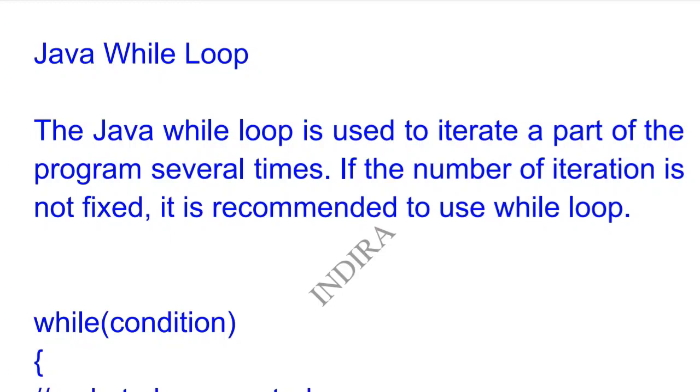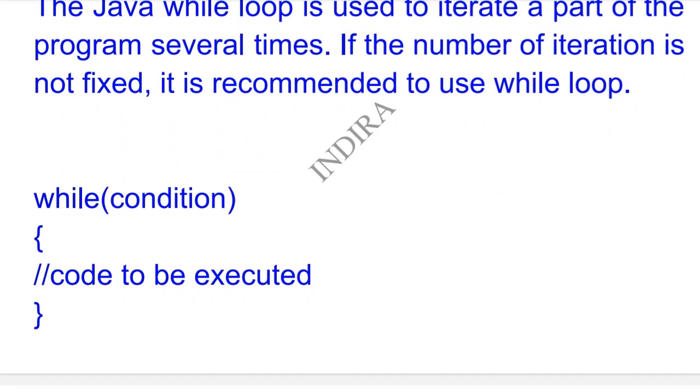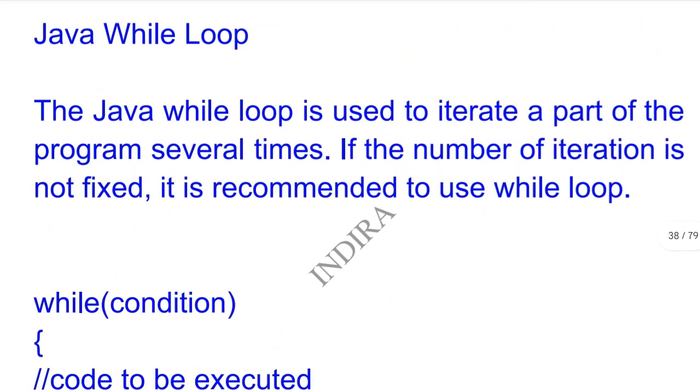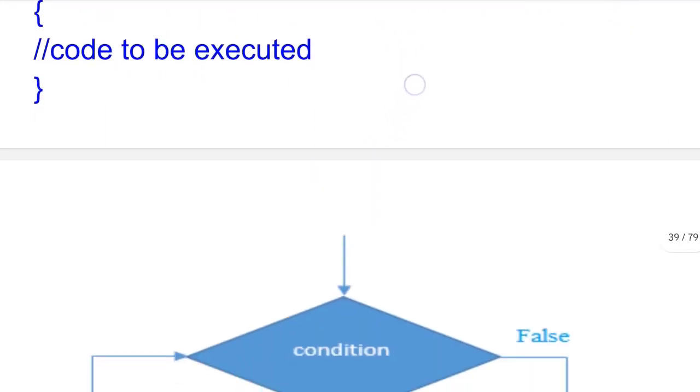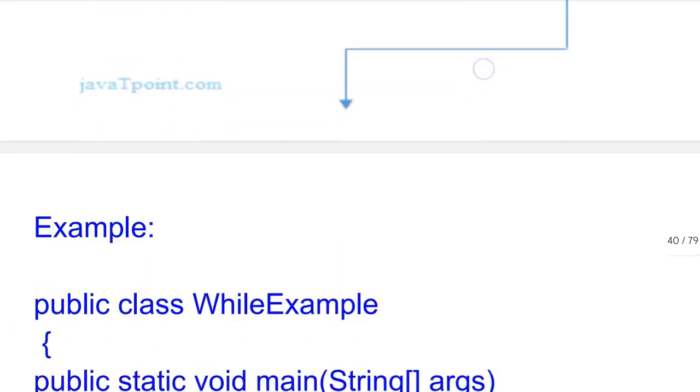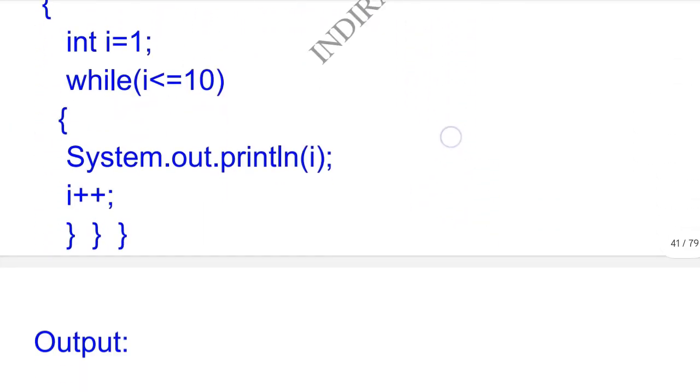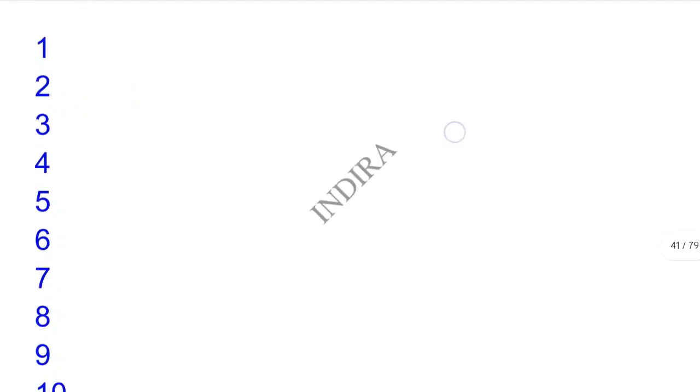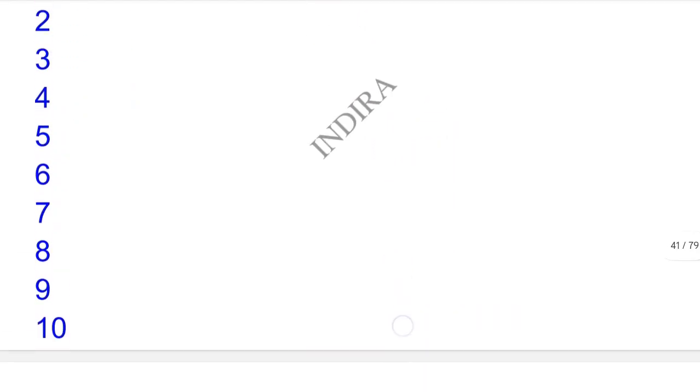While loop is used to iterate a part of the program several times. If the number of iterations is not fixed, it is recommended to use a while loop. What this definition means is, if the number of conditions is not fixed in the program, then we use a while loop. This is the syntax for that while loop, this is the flowchart for that while loop, and this is the example and output for that while loop statement.